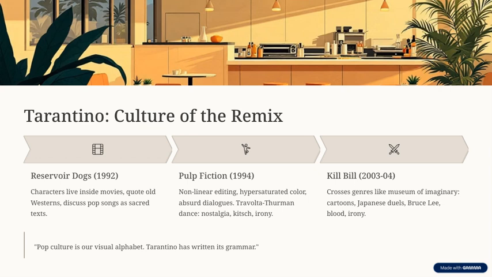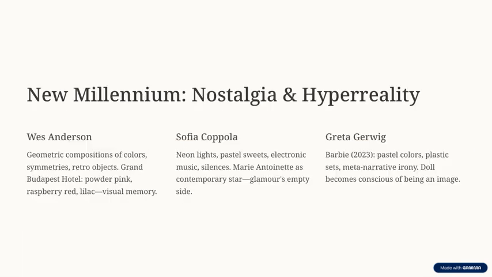And Tarantino, through his films, has essentially written the grammar of this visual language, shaping how we interpret and remix pop culture today. Let's look at the new millennium, where nostalgia and hyperreality have become central themes in contemporary filmmaking.